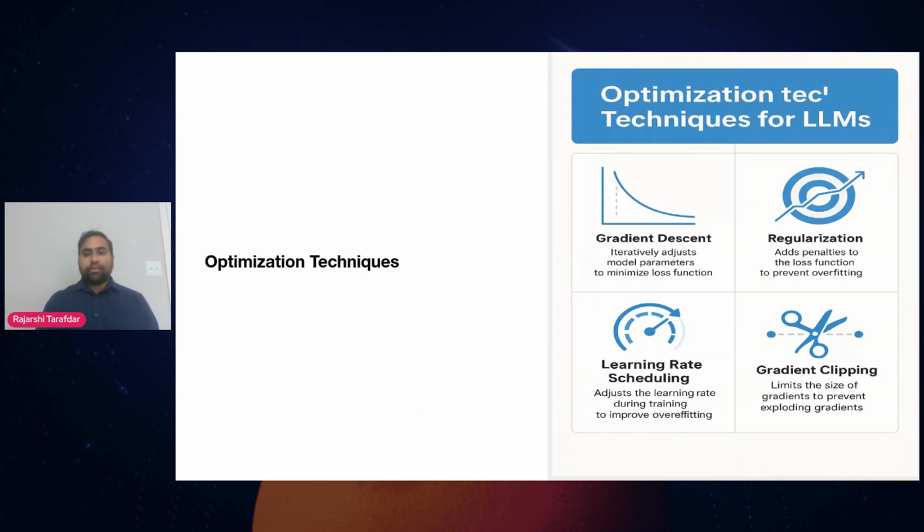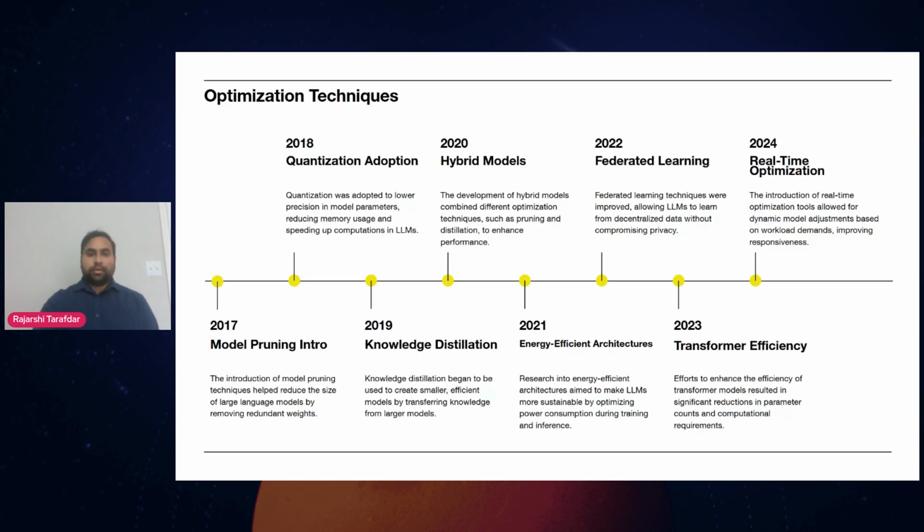So if you see, there are various optimization techniques here. One is gradient descent, which basically adjusts the model parameters. Regularization adds penalties to the loss function to prevent overfitting, and it generates a learning feedback loop where it increases or decreases the learning rate based on the training. Another technique is gradient clipping, which limits the size of the gradient to prevent exploding gradients. So there are different optimization techniques.